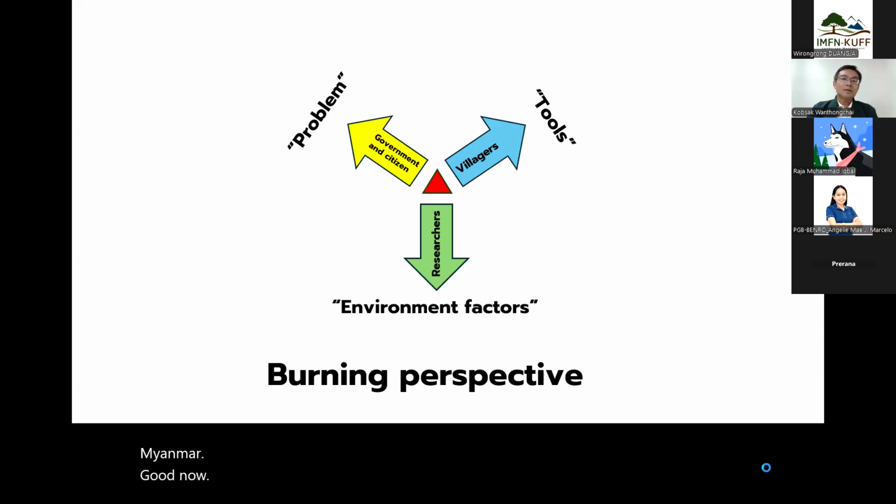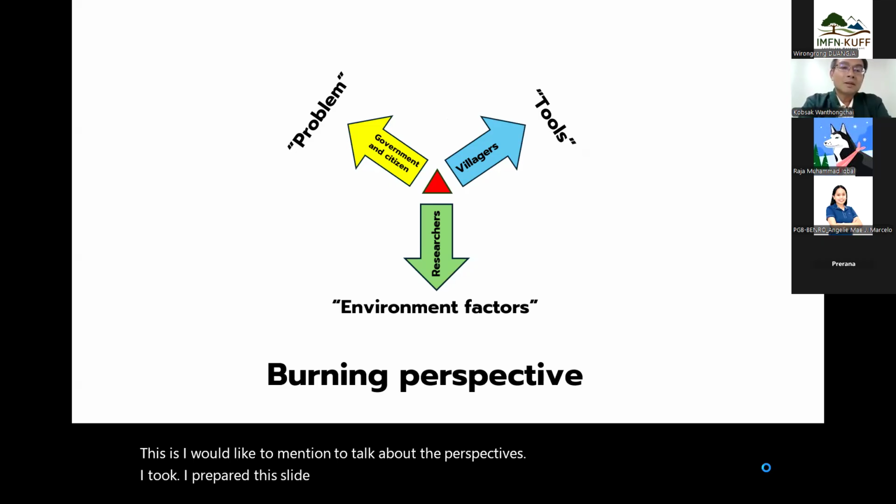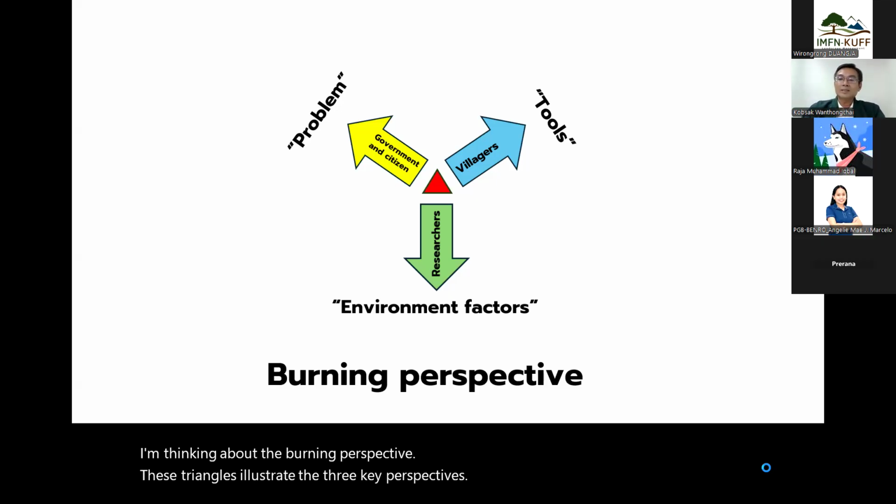Okay, what is this? I would like to talk about the perspectives. I prepared this slide myself. I'm thinking about the burning perspective. So these triangles illustrate the three key perspectives that influence how fire and burning are understood and managed in the landscape.